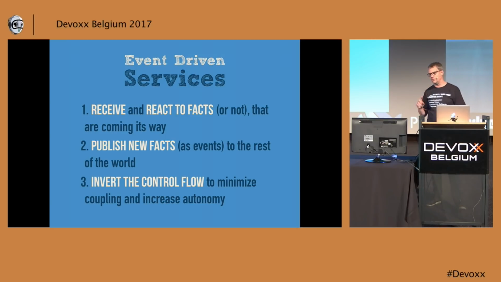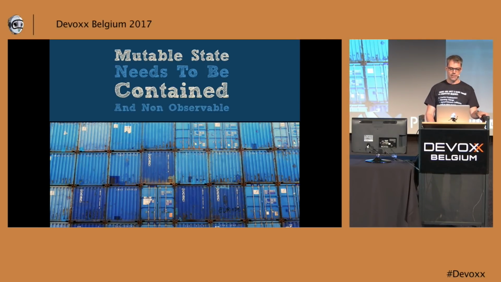Another important, perhaps subtle, thing is that this way of thinking inverts the control flow. This also helps us minimize coupling and increase the autonomy of each component. I could dive deeper into this now, but I don't think I have enough time.